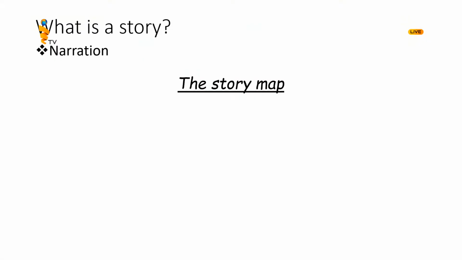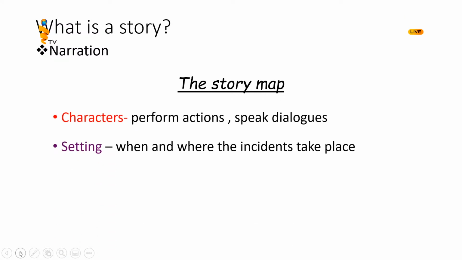The story map is how you organize the story. It includes the characters. The characters may be persons, animals or even things, and they perform actions in the story and may speak dialogues. Next, the setting. The setting tells you the time and the place the story takes place, that is, when and where the incidents happen.